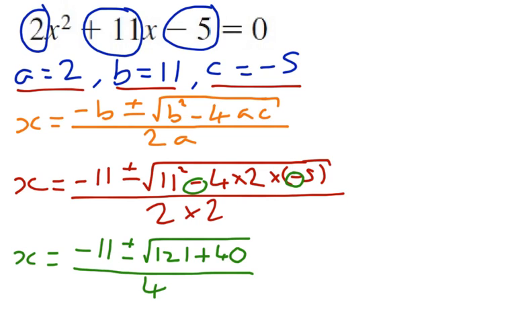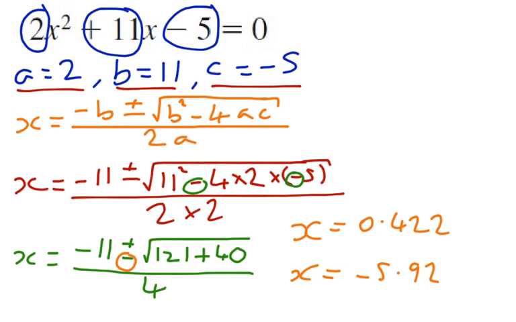We then put this into our calculator one at a time, so we do minus 11 plus the square root of 121 plus 40, all over 4, being very careful that it looks exactly like that, and that gets us the answer x equals 0.422 to 3 significant figures. And then we do the other one where we use the minus part of the plus minus, so minus 11 minus the square root of 121 plus 40 all over 4, and that gets us x equals minus 5.92, both of those to 3 significant figures.